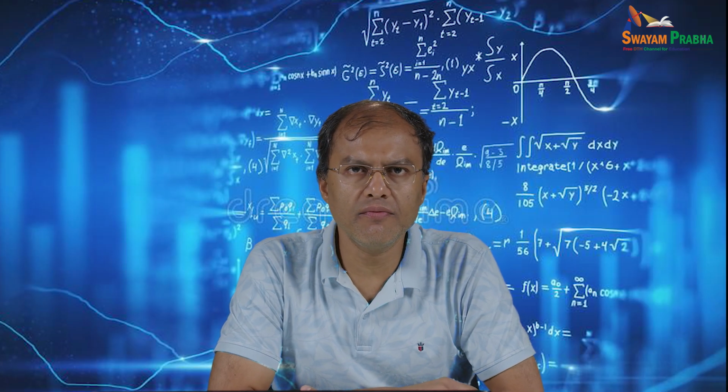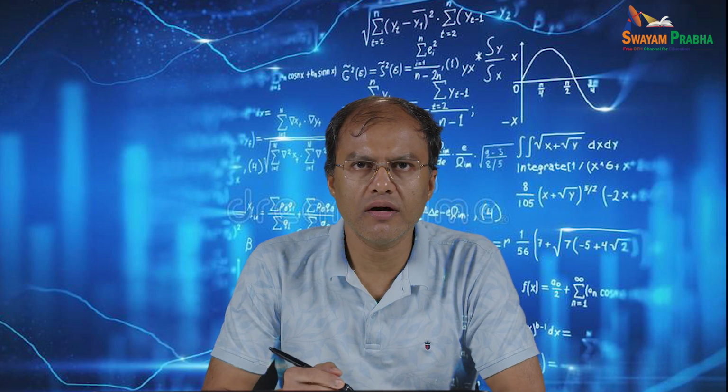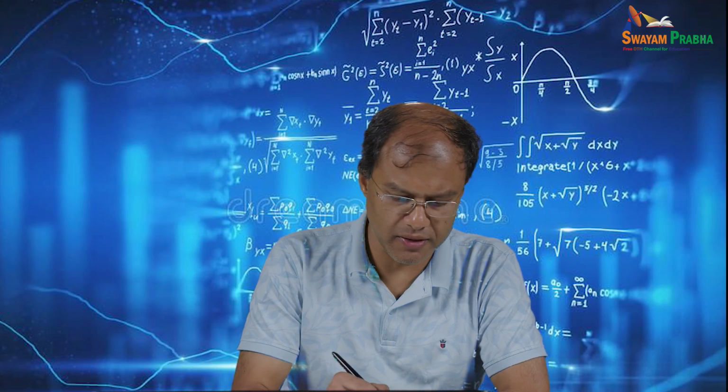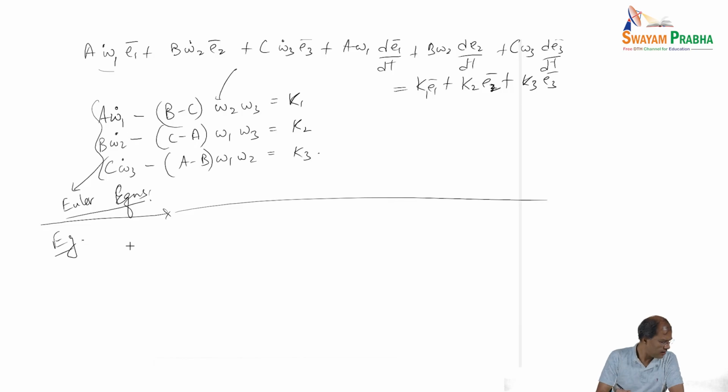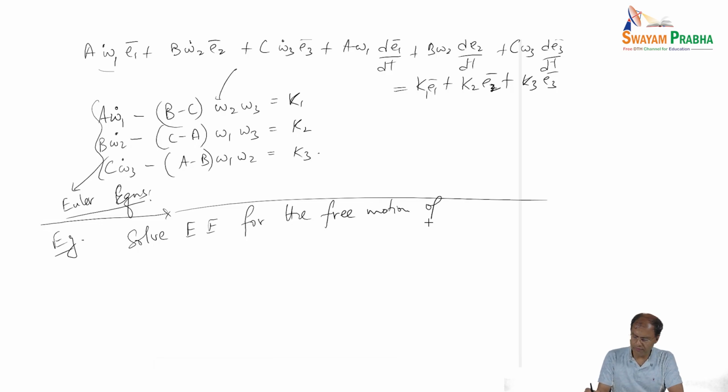Welcome back everyone, and we were discussing the equation of motion in the moving frame, or the so-called Euler's angles. So we will start our discussion in this module with an example. The example I have is, we solve the Euler's equation for the free motion of a body with axial symmetry.